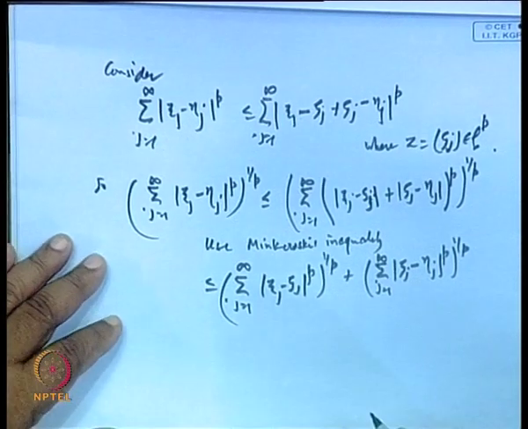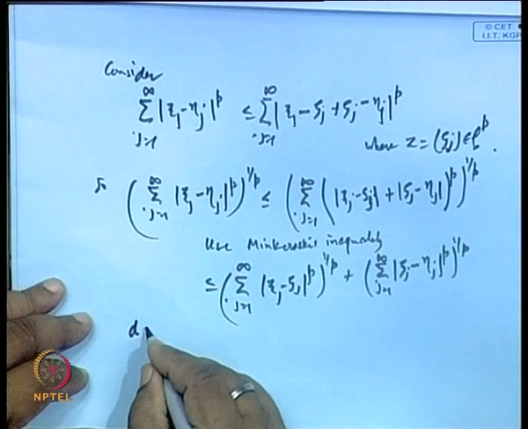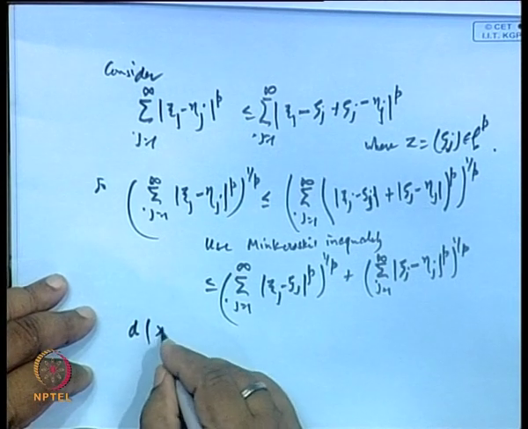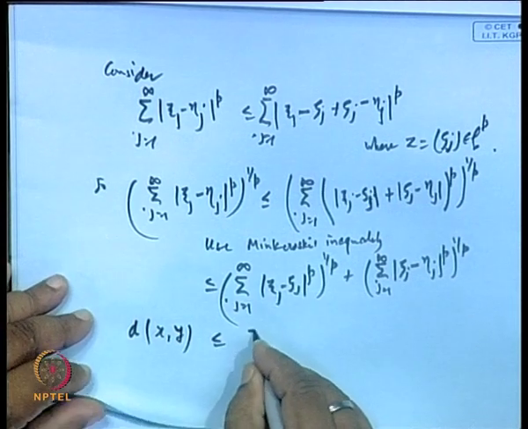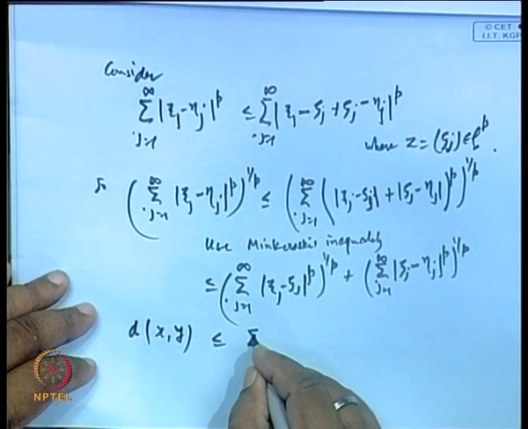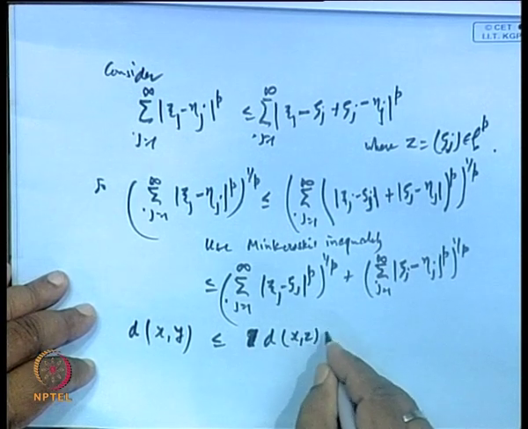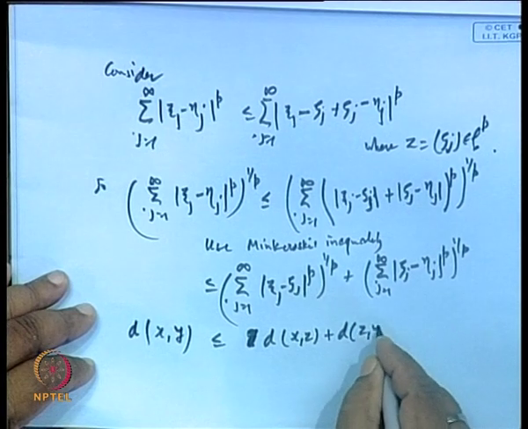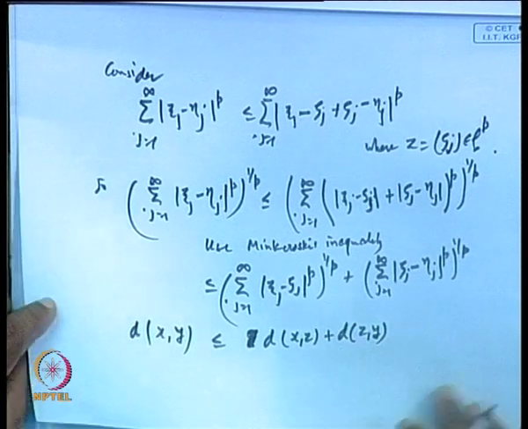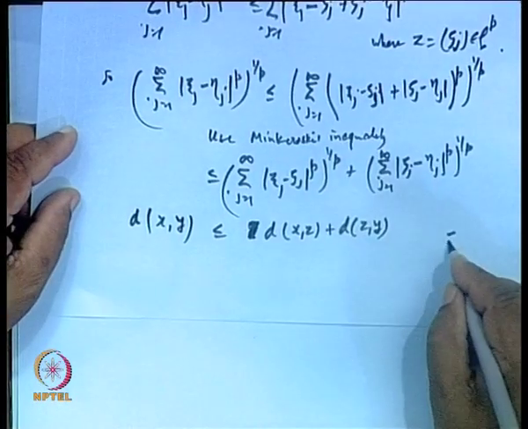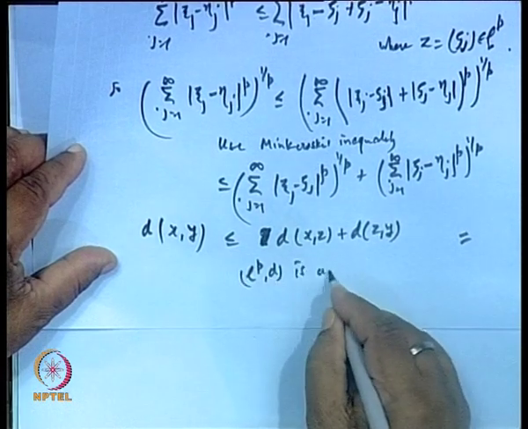Okay. And the left hand side is the metric d of x y, this is less than or equal to metric d of x z plus metric d of z y. That is, the triangular inequality is followed. Okay. So, this proves the LP space under D is a metric space.